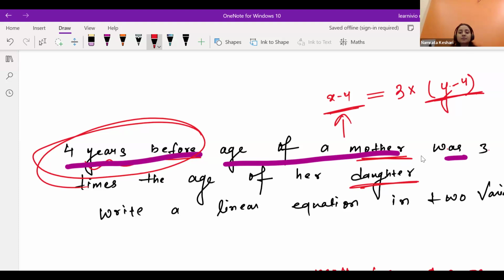Is it clear, Arhan, Bharti, Samya? Yes, ma'am. Yes, it's clear, right, Heather?